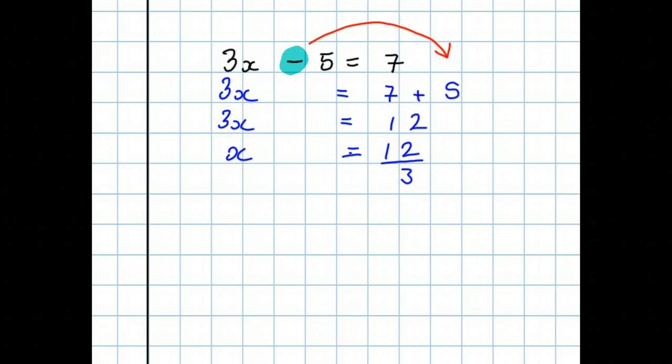Now, some of you may notice that's an improper fraction. Leave it like that. From what I can tell of the answer schemes, they will accept OE, or equivalent. So 12 over 3, or equivalent. Some of you will know that you can change that to 4.